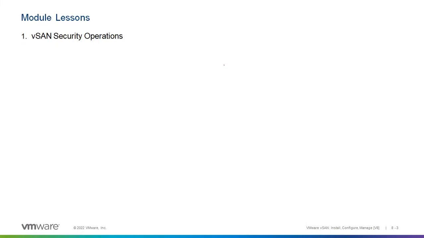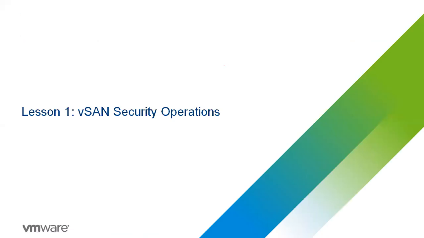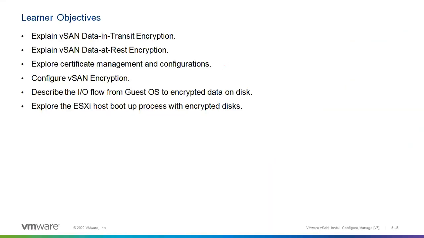Again, this module has one lesson, vSAN security operations. That's the primary one. The main objective is just to understand what data in transit encryption is, what data at rest encryption is, then certificate management and configuration, configuring the vSAN encryption, describing the IO flow, how the guest OS data is encrypted on the respective disk it is using, and exploring the ESXi host boot up process with the encrypted disks.